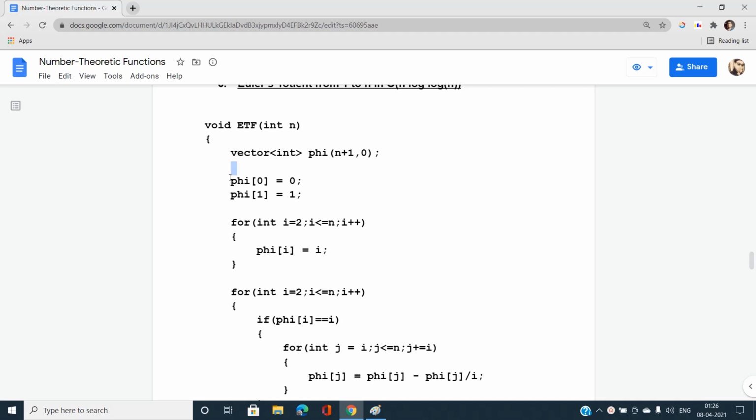Suppose we have been given 12 as the number, and we need to find the ETF values for all the numbers in the range 1 to 12. How are we going to find that efficiently?